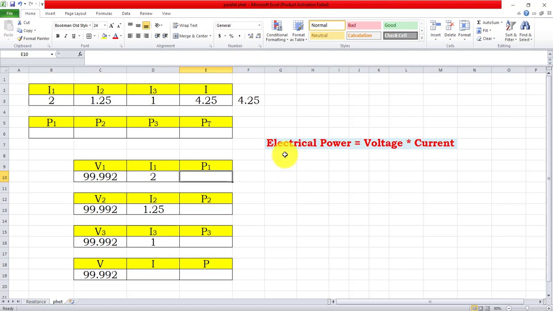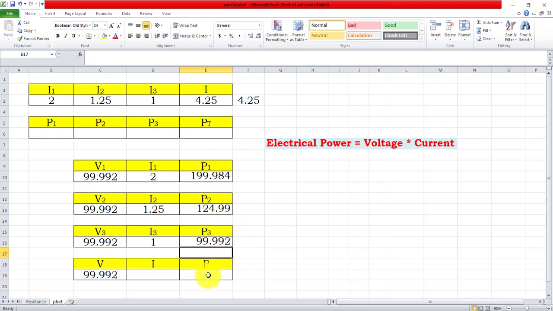Now how will we calculate the power? Electric power is voltage into current. This power P1 will be equal to V1 into I1. Enter. So 199.984. Now P2 will be equal to V2 into I2, and P3 will be equal to V3 into I3. So these are the powers taken by each bulb.